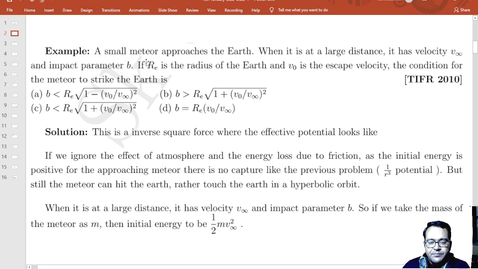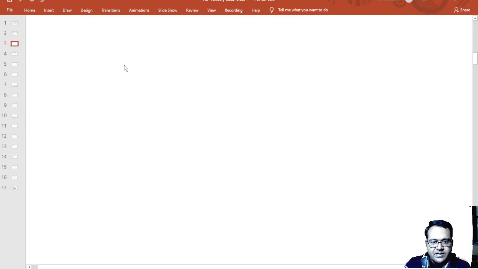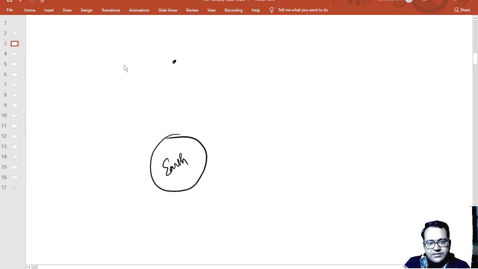A small meteor approaches the Earth. You see that small meteor somewhere. It is not directly on the line joining. Its velocity is not directly along the line joining it to the Earth, but it has an impact parameter b. We already discussed it. So you are at Earth, somewhere there is the meteor. The velocity is not directly along this line joining; the velocity is like this.